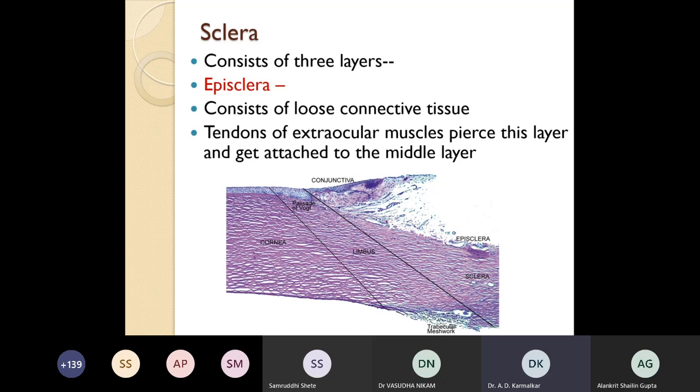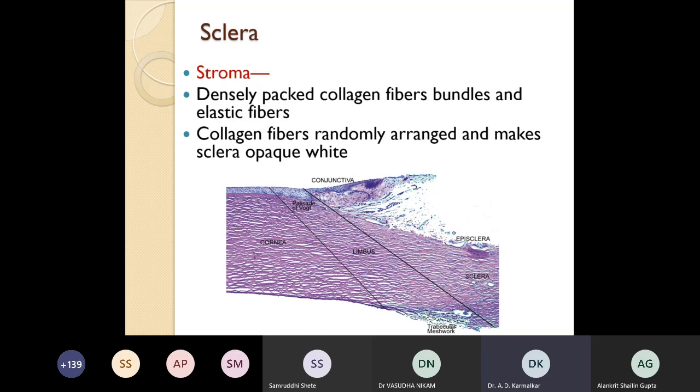Please see that. Okay, the tendon of the extraocular muscle gets inserted or attached on the sclera. So this is the episclera, which is a loose connective tissue. Next is the stroma, which is densely packed collagen fibril bundles along with elastic fibers. The collagen fibers are randomly arranged, and because of that, the opacity of the sclera, the white of the sclera, is due to the random arrangement of the collagen fibers.